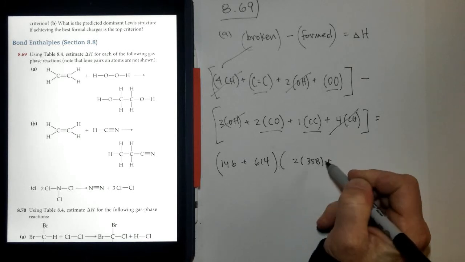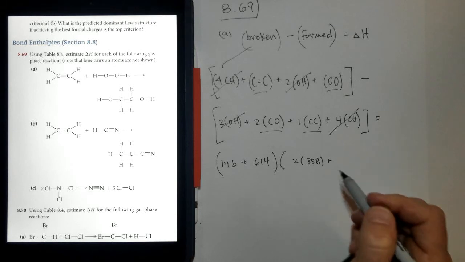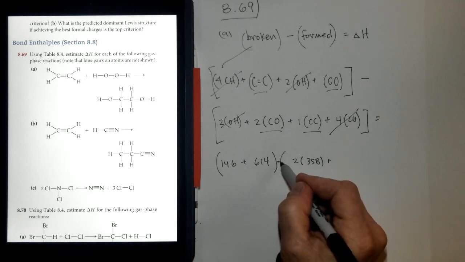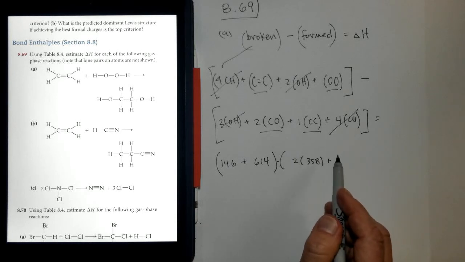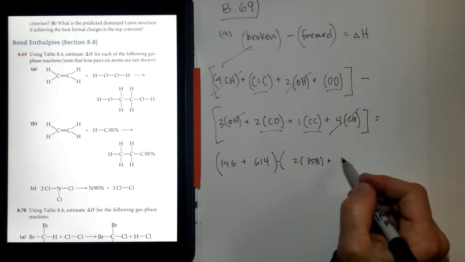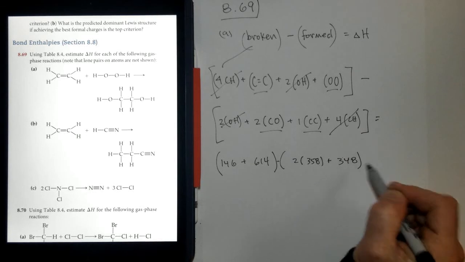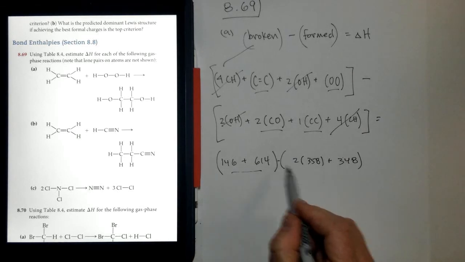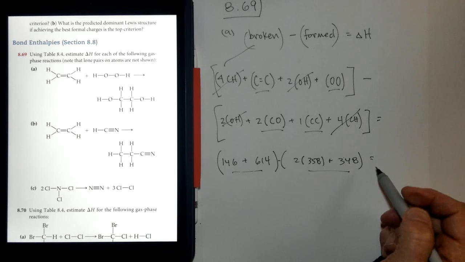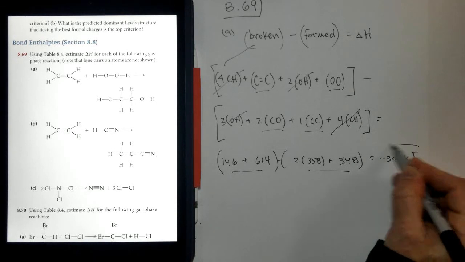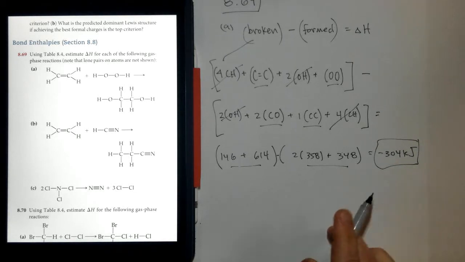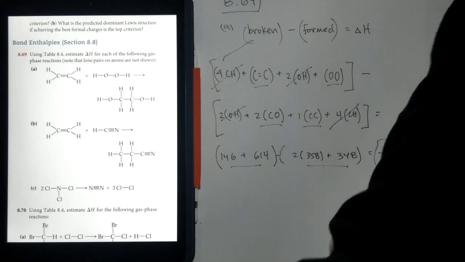And then we have to look up the, oops, there's a minus sign right here. The carbon-carbon single bond, which is 348. And then we take these, add them together, subtract those that we added together, and we end up with negative 304 kilojoules, and so it's an exothermic type of reaction for that. So bonds broken minus bonds formed. That's letter A. Let's go through letter B.